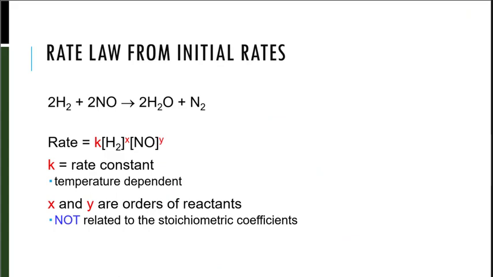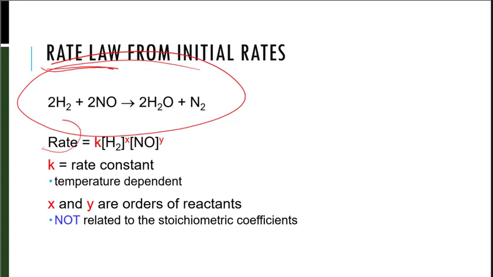So if you were told to write the rate law for this reaction, we can only do part of the rate law. We would say that the rate of the reaction is equal to k times the concentration of my reactants, which are hydrogen and NO. So I would say the concentration of H2 and the concentration of NO, but I don't know those superscripts.